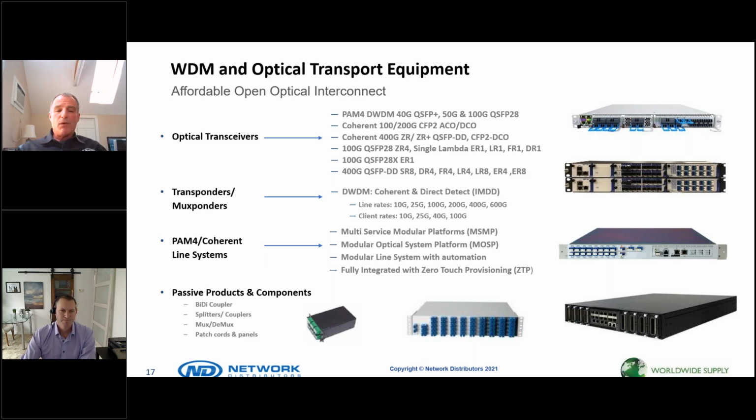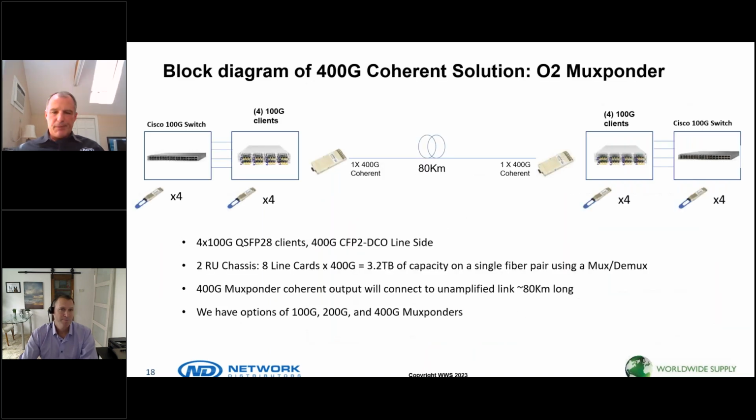You also have what's called line systems. That is amplifiers, monitoring, OTDRs, dispersion compensation, all the things necessary for longer distance applications and PAM4. And finally, you need the passive products and the components, which are your muxes, demuxes, splitters, couplers, things like that to tie it all together. Those are the 4 things that make up WDM. We're going to give a couple examples, like in the next slide, about how they're used.